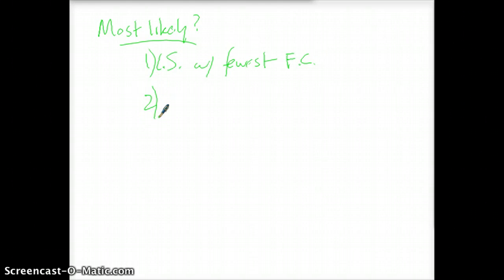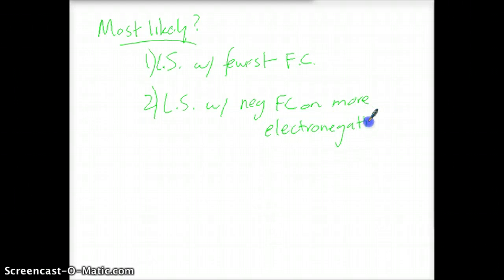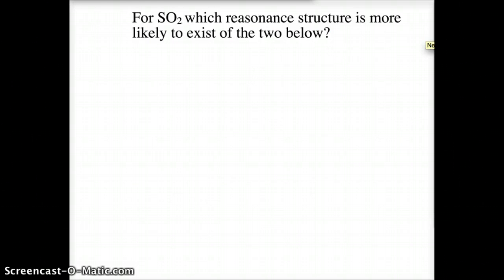We want them 0, -1, +1. But also, if there are formal charges, we want the Lewis structure with the negative formal charge on the more electronegative atom, on the atom that wants that electron, that negative charge, more. So how do we apply that? Well, let's say we're given two Lewis structures for SO2.